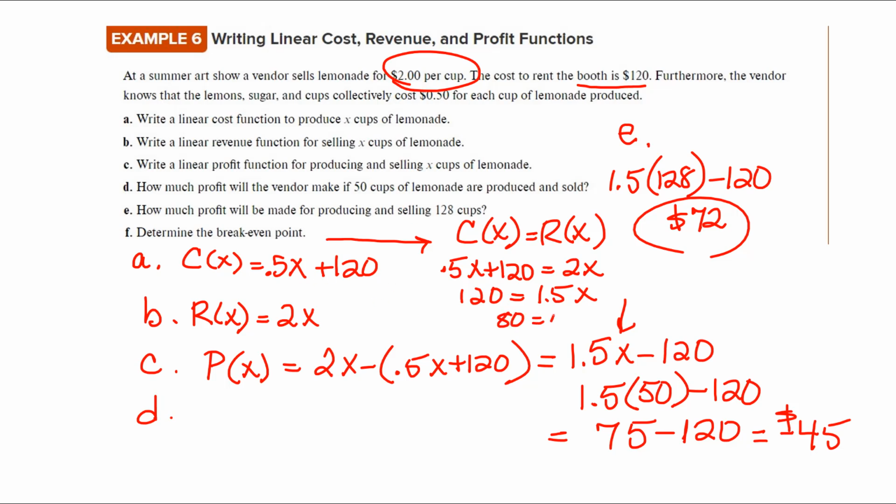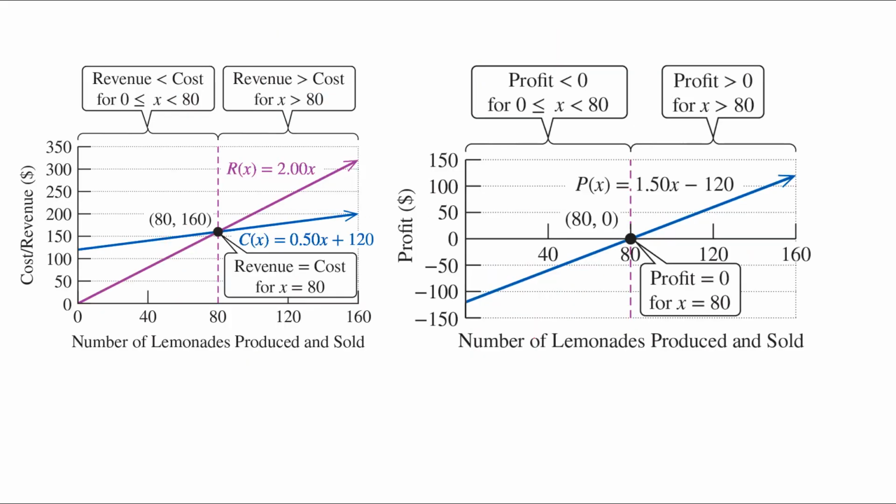So you have to sell 80 cups of lemonade in order to break even. Here is the picture of what's going on there. The blue line is your cost function, 0.5x plus 120, and the purple line is your revenue function, R of x equals 2.00x. Graphically, you can see that when those two lines cross, when they have the same value, is right there where you have made 80 cups of lemonade. That's where you break even. That's where the revenue and the costs are the same.